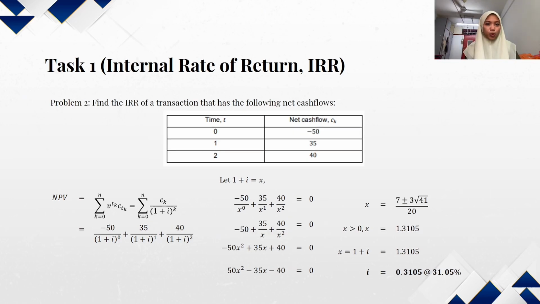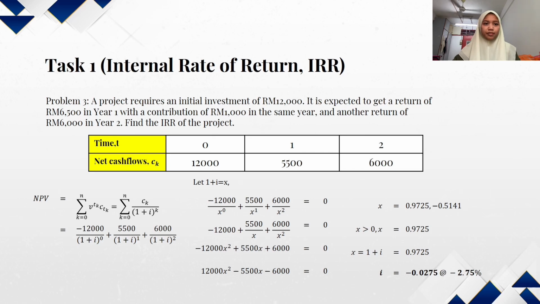It is the same as problem 1, where we get the values of x, which are 1.3105 and negative 1.3105. Then we choose 1.3105 and minus 1 and get the answer 0.3105, or 21.05%. This time, problem 3 is quite different from the previous problems.